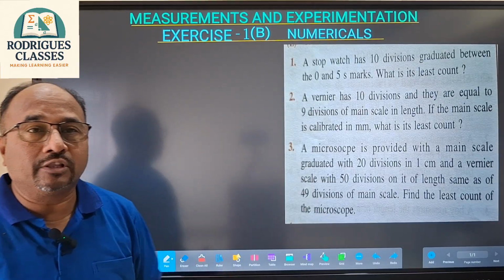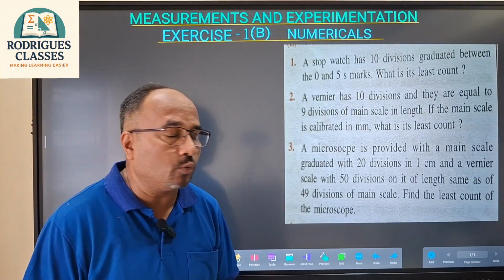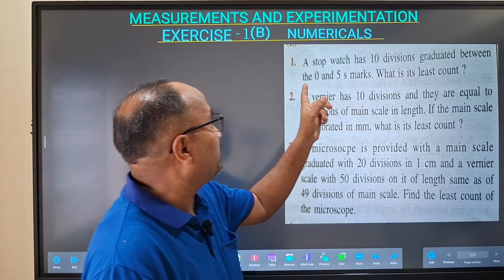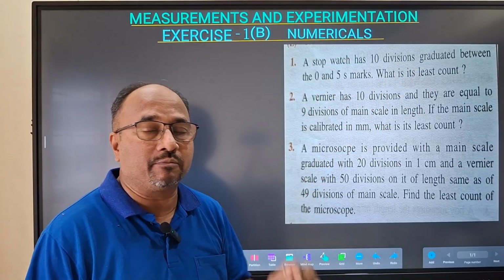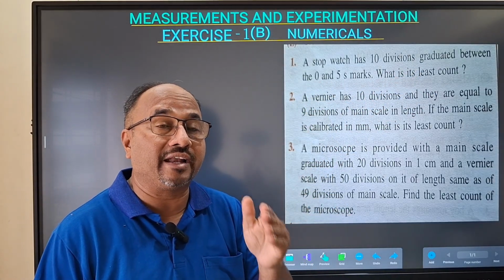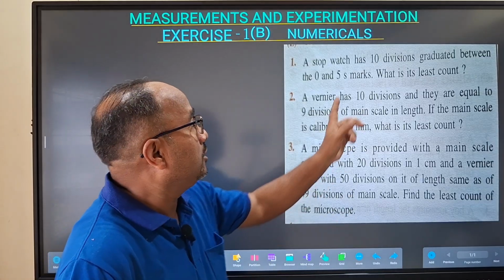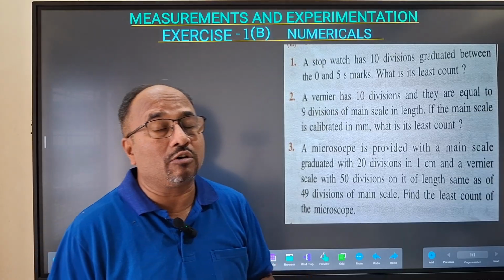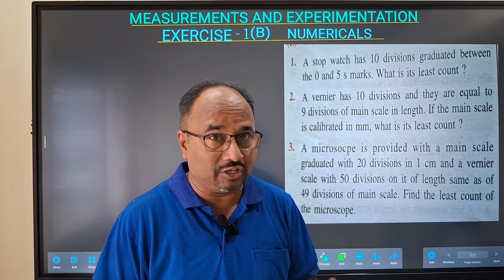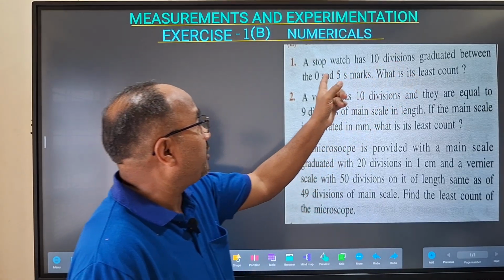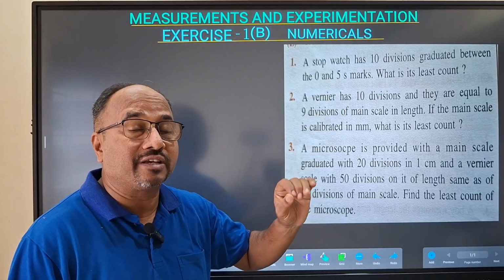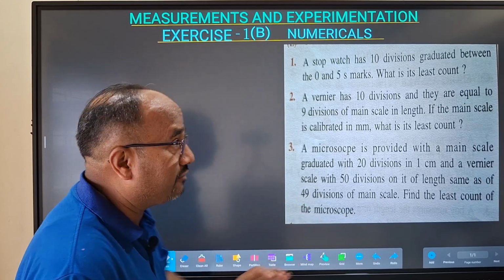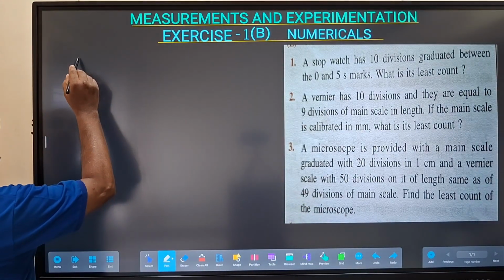So now we begin with the numericals. Let us see question number 1. It says the stopwatch has 10 divisions graduated between the 0 and 5 second mark. It means from 0 second to 5 second there are 10 divisions. What is the least count? For any device we can get the least count by knowing the value of one division of it. 10 divisions represent 5 seconds, so we will have to find the value for one division. Let us take a look at the solution.